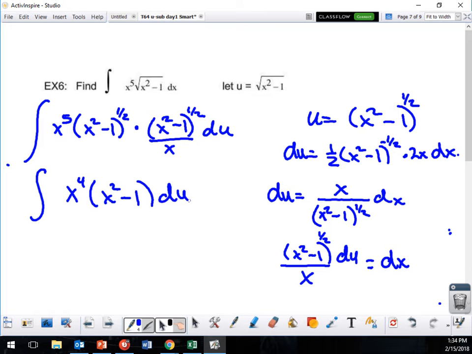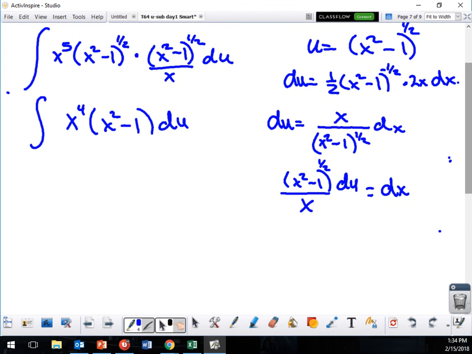Okay, so we did this earlier where I could actually sub out my x's. So I'm going to have to get my x by itself. So I'm going to come down here. I'm going to take my u right here. I'm going to say if my u is equal to x squared minus 1 to the 1/2, what would happen if I square both sides? u squared equals x squared minus 1, right?